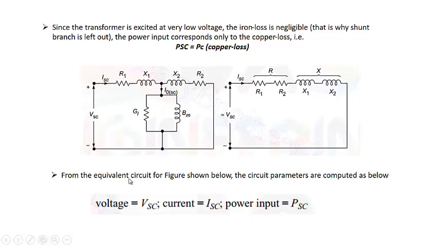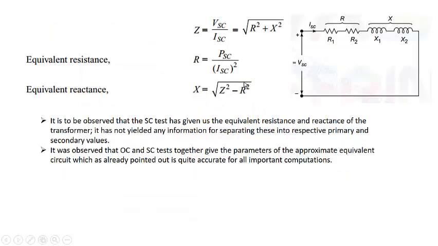So now it is very easy. From the equivalent circuit shown above, the circuit parameters are computed below. From the measurements, voltage is VSC, current is ISC, and power input is PSC. The ratio VSC divided by ISC gives the total impedance, which is equal to the square root of (R1 plus R2) squared plus (X1 plus X2) squared. R1 plus R2 can be calculated from the power input: ISC squared times (R1 plus R2) equals PSC, so R1 plus R2 equals PSC divided by ISC squared. That is given over here.